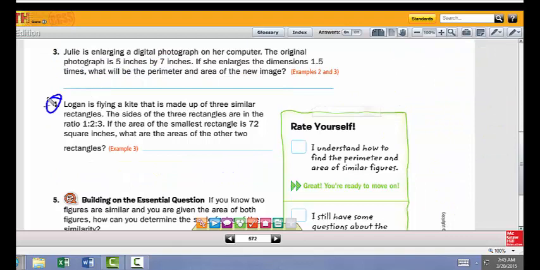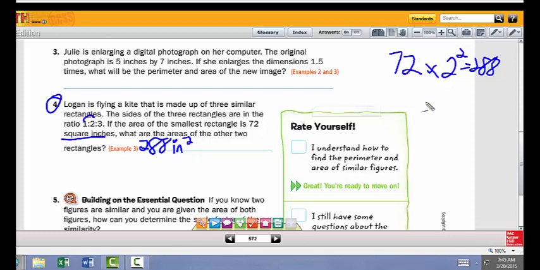Problem number 4. Logan is flying a kite that is made up of 3 similar rectangles. The sides of the 3 rectangles are in the ratio of 1, 2, 3. If the area of the smallest rectangle is 72 square inches, so we're doing area here, we have the first area of 72 times the first scale factor. Well, the first scale factor from 1 to 2 is, of course, 2, and we're going to square that scale factor. So 72 times 4 is 288. So our first answer is 288. Find our unit here, square inches, so inches squared.